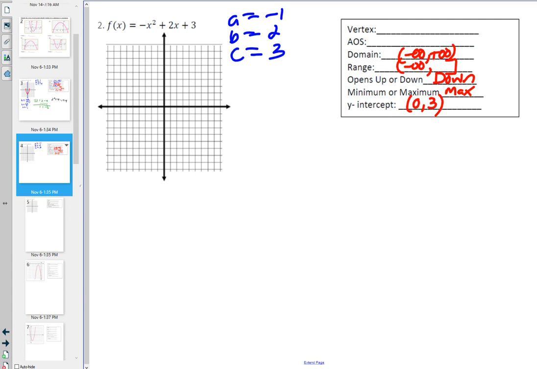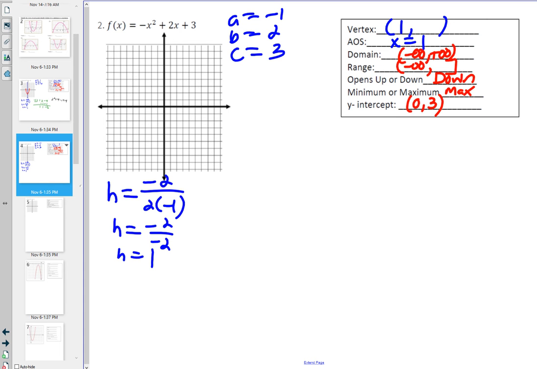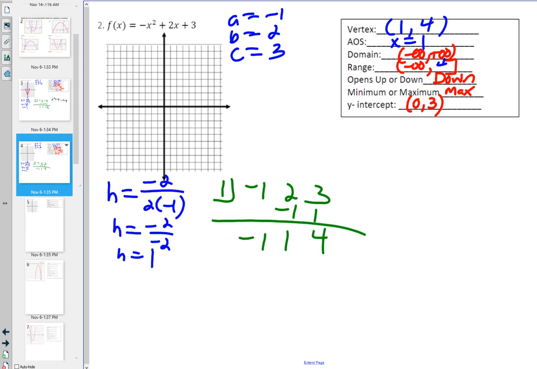So let's find H. H is -b/2 times A, which is going to be -2 over -2, which is 1. So that tells me the vertex is going to be at 1 something, and the axis of symmetry is at x equals 1. Then when you plug in a 1 with -1, 2, and 3, you get -1, 2, 3, which is 4. You said 4? That is correct. So vertex is at 1, 4. Range goes from -infinity to 4.